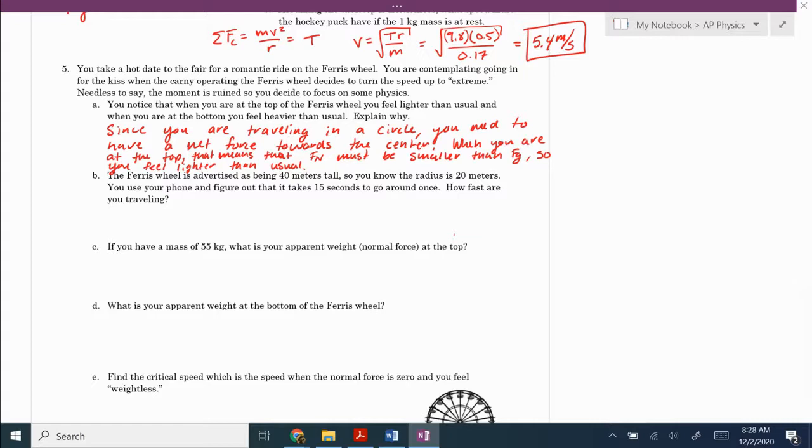Okay, this one. The Ferris wheel is advertised as being 40 meters tall, so you know the radius is 20 meters. You use your phone and figure out that it takes 15 seconds to go around once. How fast are you traveling?